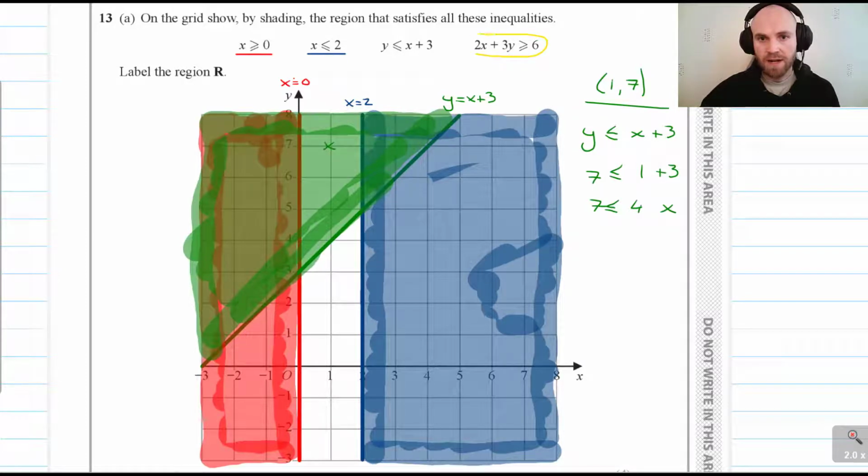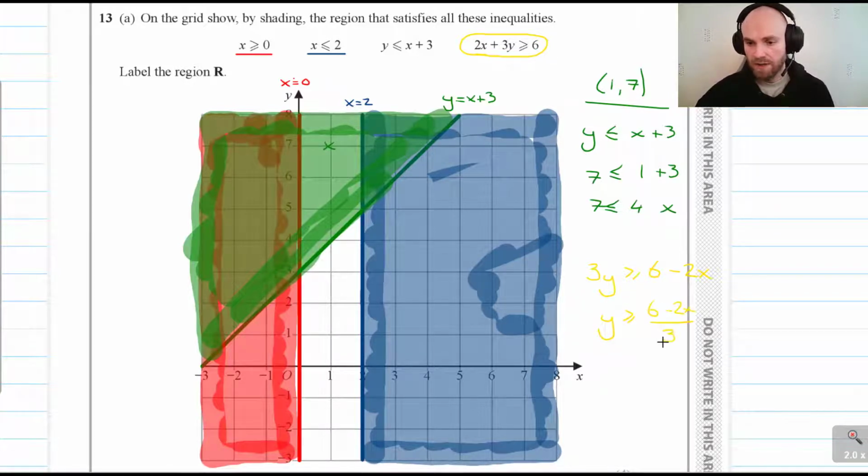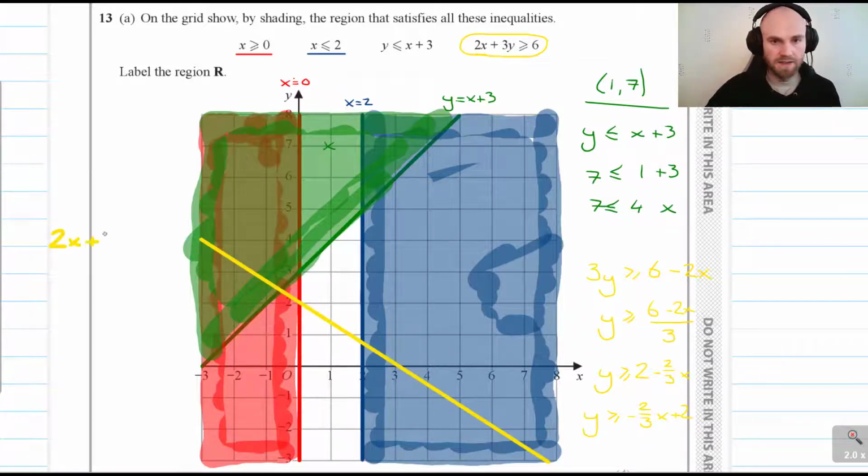And then I've left this one to the end because it can be a little bit more tricky. And I want to get this one into y equals mx plus c form. So I'm going to subtract the 2x from both sides to give us 3y is greater than or equal to 6 minus 2x. Then I'm going to divide both sides by 3 to get y on its own. So that's going to be 6 minus 2x divided by 3. It's going to be y is greater than or equal to 6 divided by 3, which is 2, minus 2x divided by 3, which is minus 2/3 x. And then we can just flip these around to get it into y equals mx plus c form. So it's going to be minus 2/3 x plus 2. And this is going to be our line for 2x plus 3y is greater than or equal to 6.